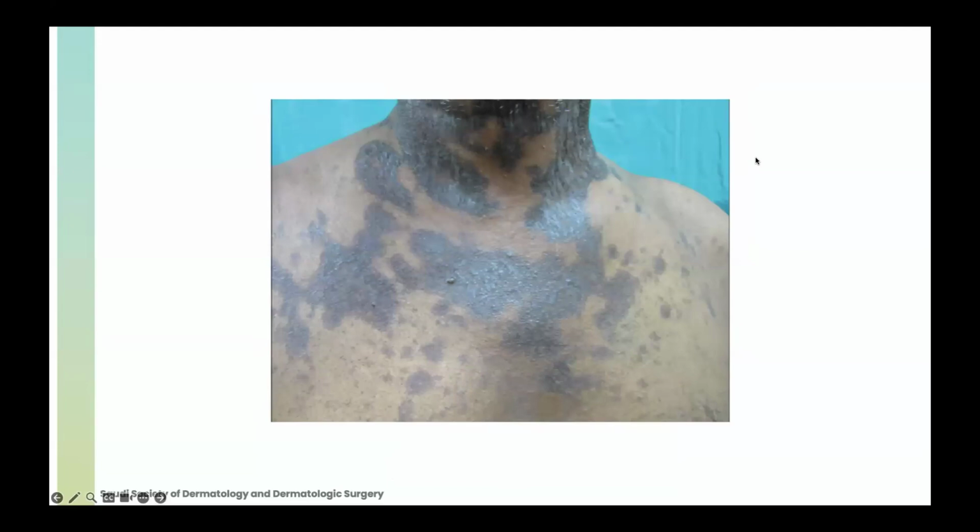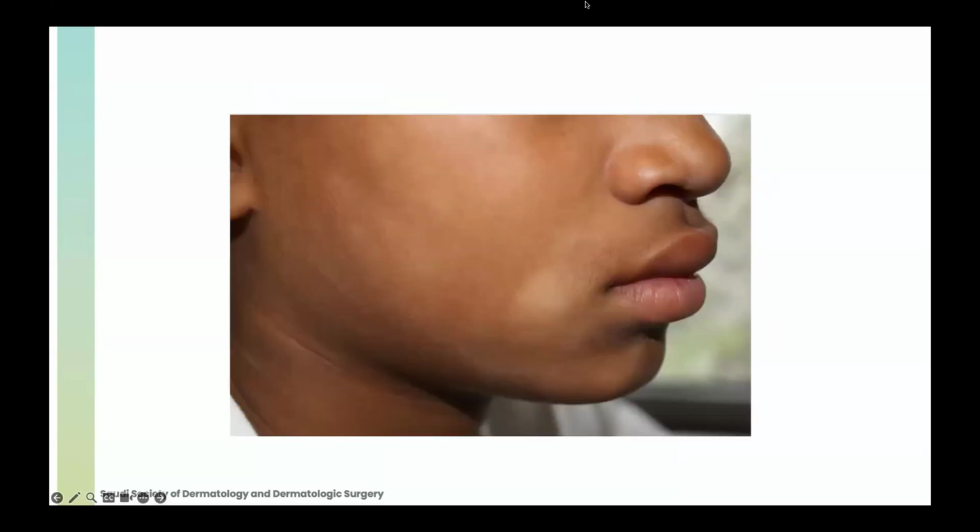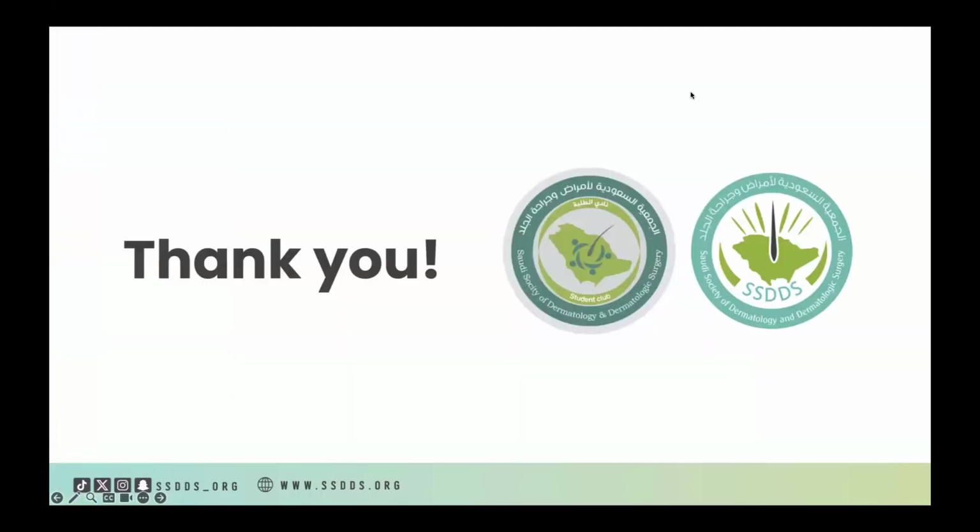Correct. Pellagra is a really good differential as well. Perfect. Scleroderma is a good differential. I would put it in the differential, but not my top differential. It's lichen planus pigmentosus in this case. What about this? Pityriasis alba. Correct. Thank you very much.